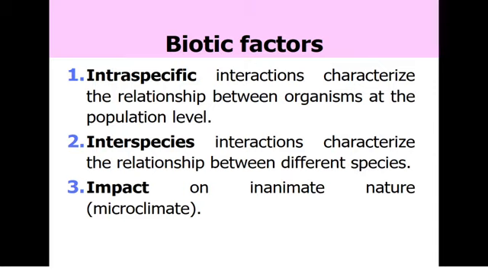The next, biotic factors. And here we can speak about three types: intraspecific, interspecies, and impact. What does intraspecific mean? These are interactions that characterize the relationships between organisms at the population level. What does interspecies mean? Interactions that characterize the relationships between different species. And impact on inanimate nature or microclimate.